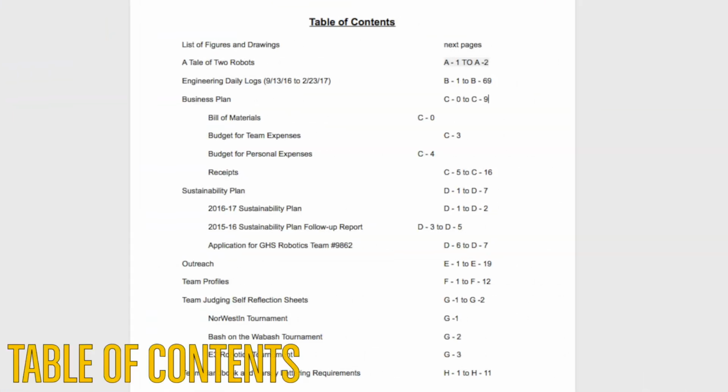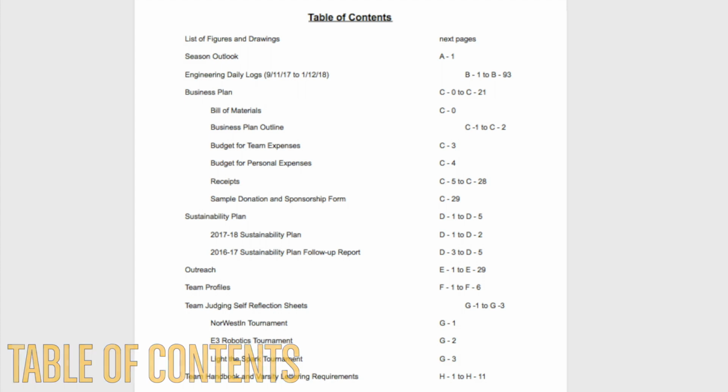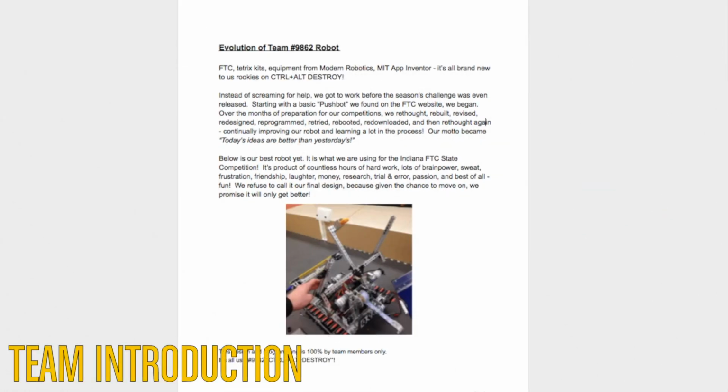Some engineering notebook basics. The first thing in your notebook should be a table of contents. Many teams overlook this, but since your engineering notebook is a book, it is important to lay out the things that are inside it. The next thing in your notebook should be a strong team introduction.